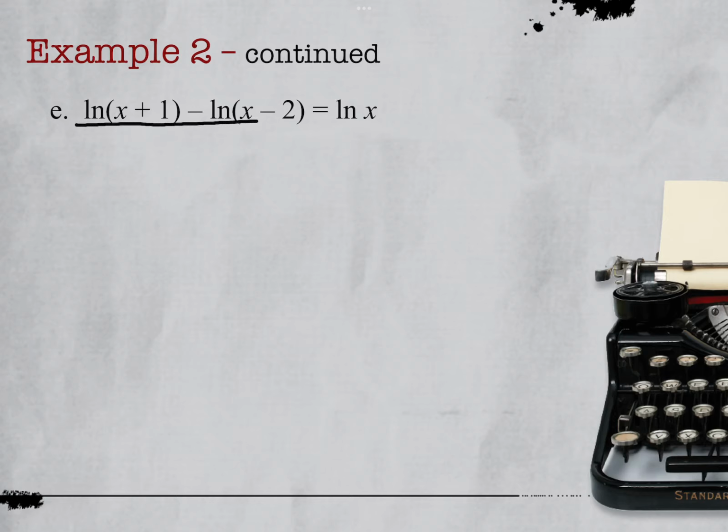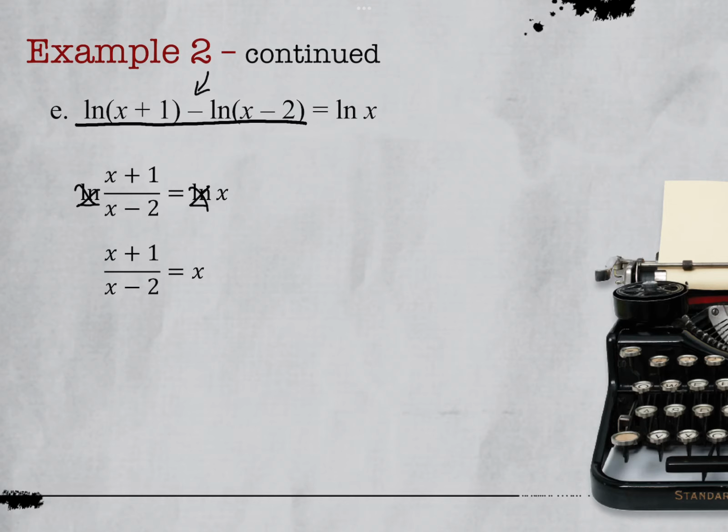Again, over here, I need to combine these two into one log. So remember, subtraction right here, when I put them together, means division. So I would have ln of x plus 1 over x minus 2 equals ln of x. Then also remember from our properties, if I have ln of something and ln of something, these ln's cancel. So I would just be left with x plus 1 over x minus 2 equals x.